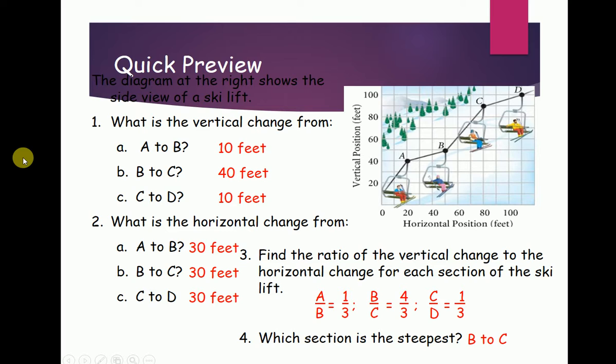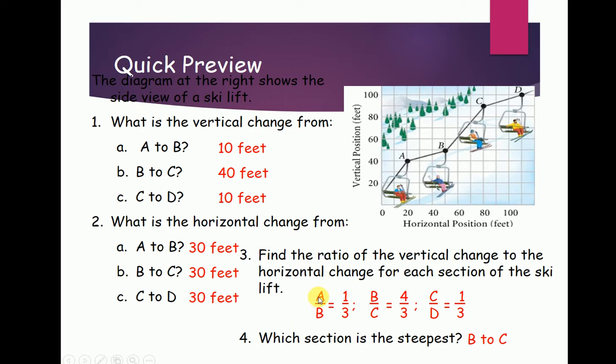Here is another example from the graph. What you want to find is which section is the steepest. What you can do is go from A to B, B to C, C to D, and find the vertical range and the horizontal range. From A to B, the vertical range, the rise, is 1 unit. 1 unit is 10 feet, so it's 10 feet. B to C is 4 units, 40 feet. C to D is 1 unit, which is 10 feet. A to B, B to C, and C to D are all 30 feet long.